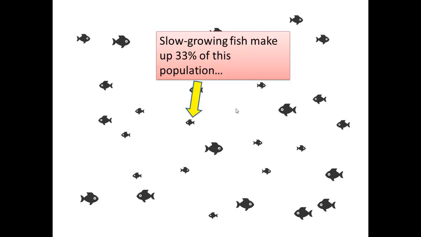So at this point, on their first birthday, the slow growing fish make up 33% of the population. So they're a third of the population. Now, what we're going to say is that those fast growing fish, those larger fish, are going to be the first ones taken out of the population. Well, why is that? Why are the biggest fish or the fastest growing fish the first ones to be removed from the population? And there are many reasons.